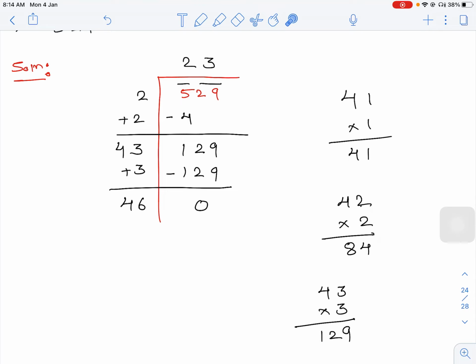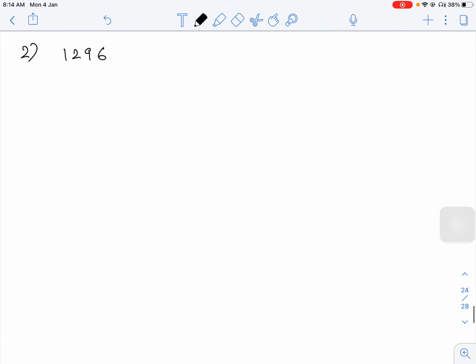So now we are getting remainder 0, what does it mean? The square root of 529 is 23. So we can write here the final answer, therefore square root of 529 equals 23. Okay, let us solve one more example.